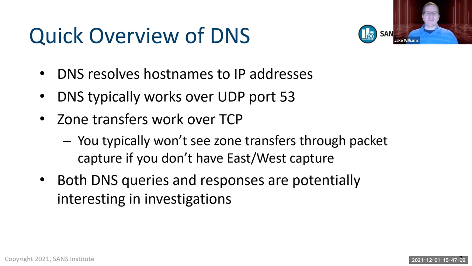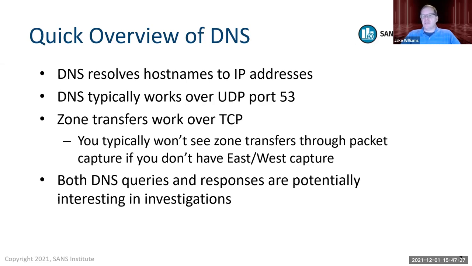But a PTR does basically the IP address and does a host name lookup versus starting from a host name and getting to an IP address. Right? DNS typically is UDP port 53. Zone transfers, on the other hand, work over TCP, right? So TCP for zone transfers.